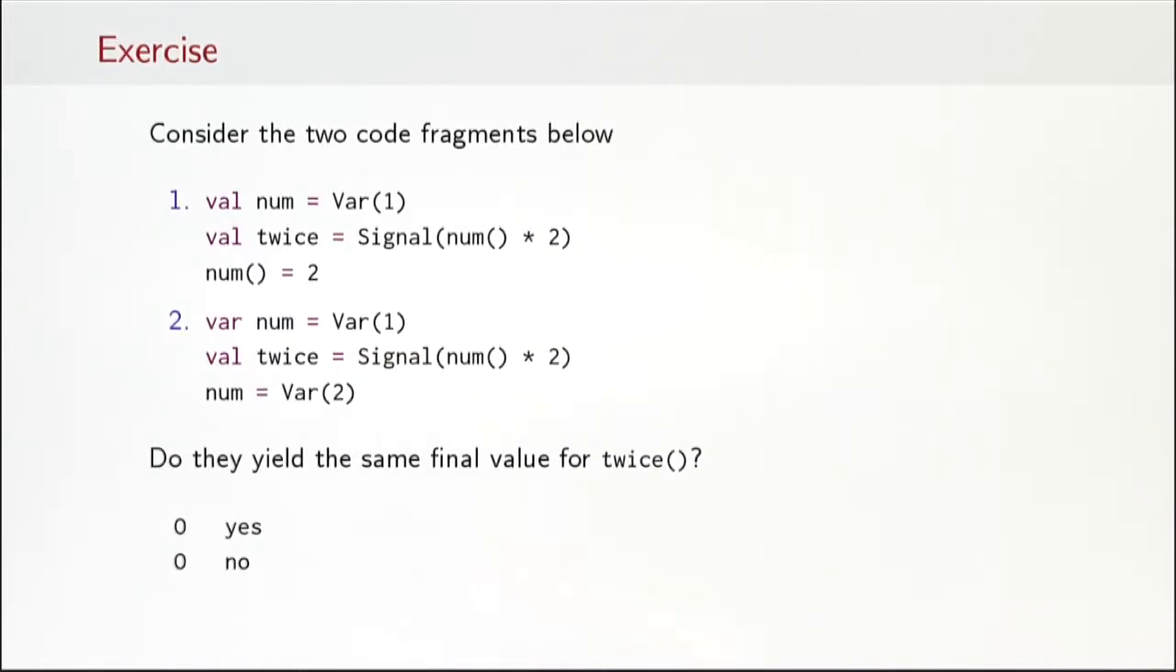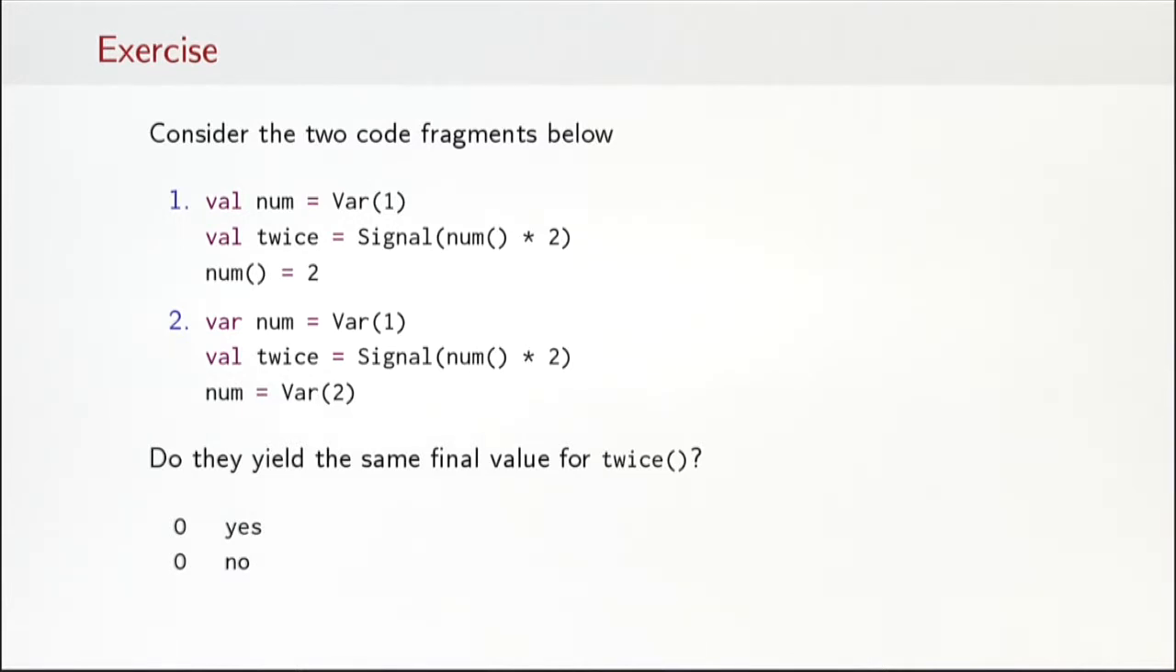So here's an exercise for you. Consider those two code fragments. The first one says num equals var1, and we have a signal that is num times 2, and then we update num to be 2. And the second one is quite similar, so we start with a var num equals var1. The signal twice is as before, but finally we define num to be equal var2. Are those two code fragments equivalent? That means would they yield the same final value for twice? So if I evaluate twice here and I evaluate twice here, would I get the same value? Yes or no?